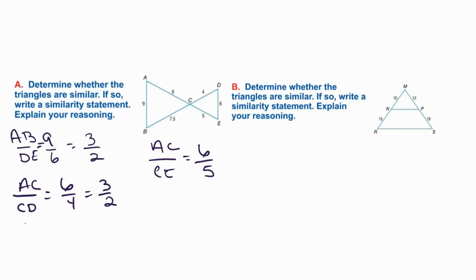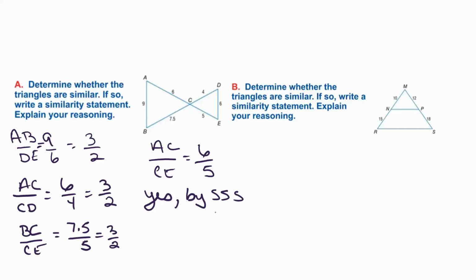So we're left with BC over CE, which is 7.5 over 5, which also reduces to 3 over 2. So yes, they're similar by side-side-side similarity. And triangle ABC is similar to triangle DCE.